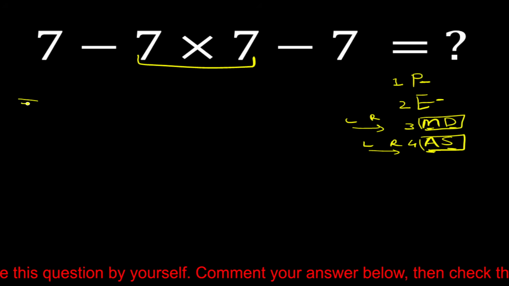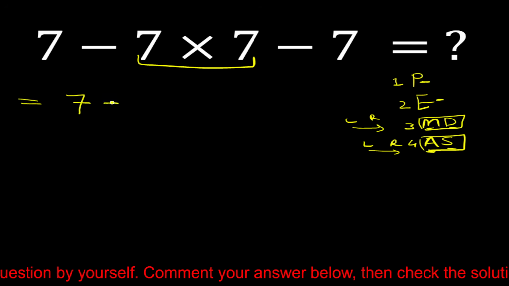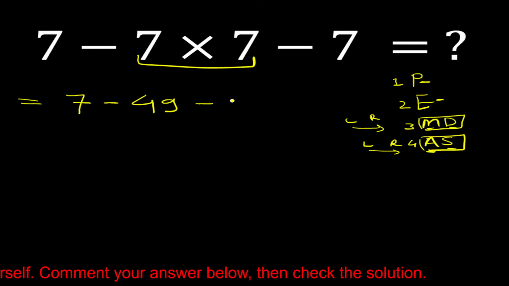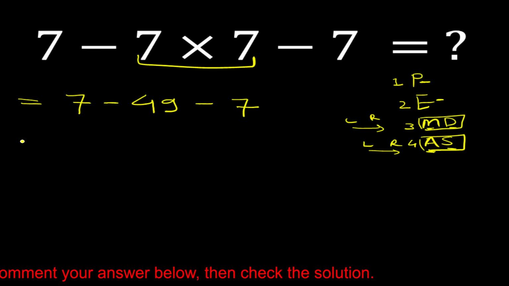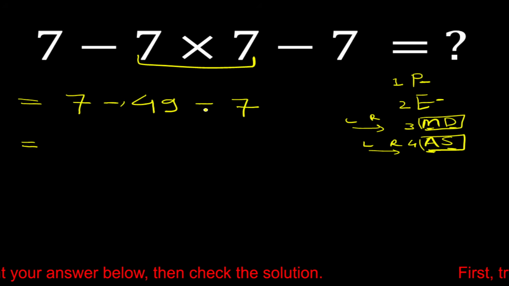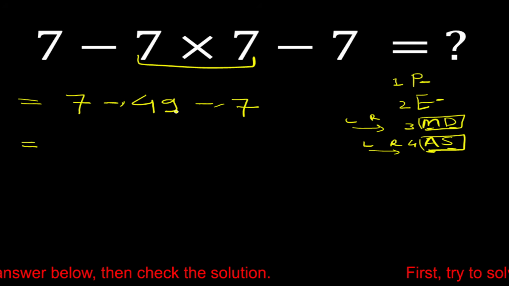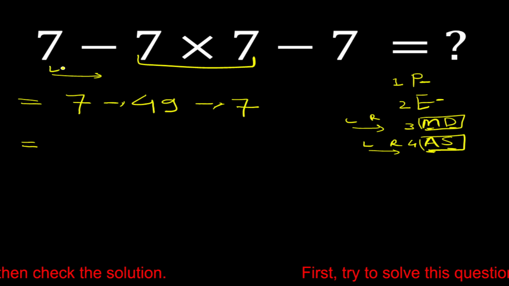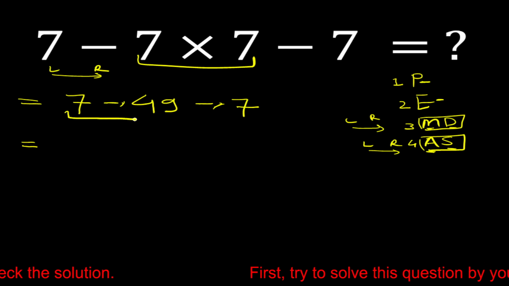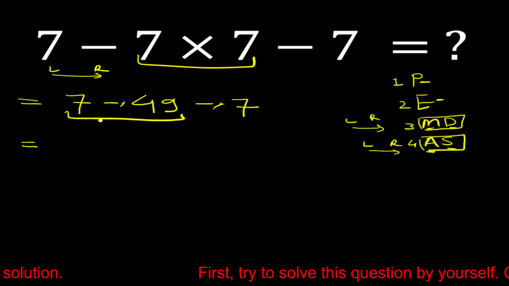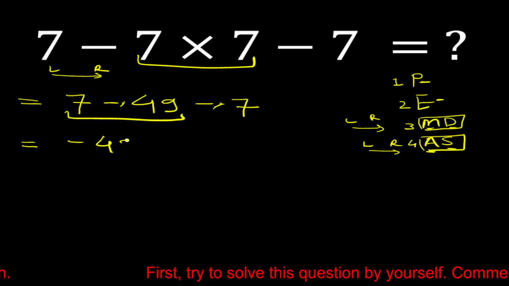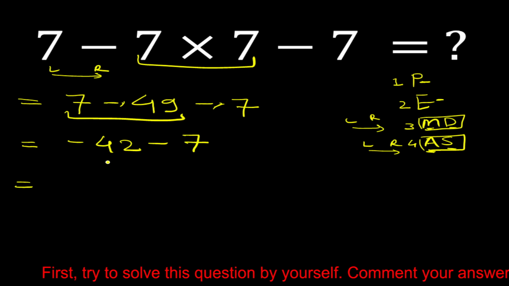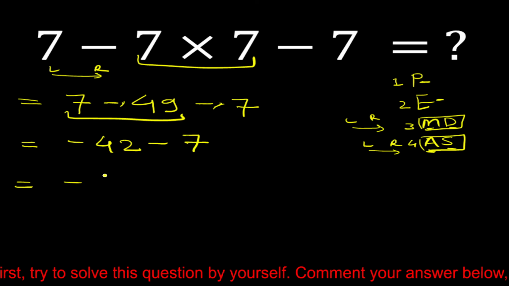Okay, so 7 minus 7 multiplied 7 is equal to 49 minus 7 is equal to, here is multiplication and here is subtraction and here is subtraction. Both have equal priority, so we have to solve it from left to right. Okay, so 7 minus 49 is equal to minus 42 minus 7. Now, minus 42 minus 7 is equal to minus 49.